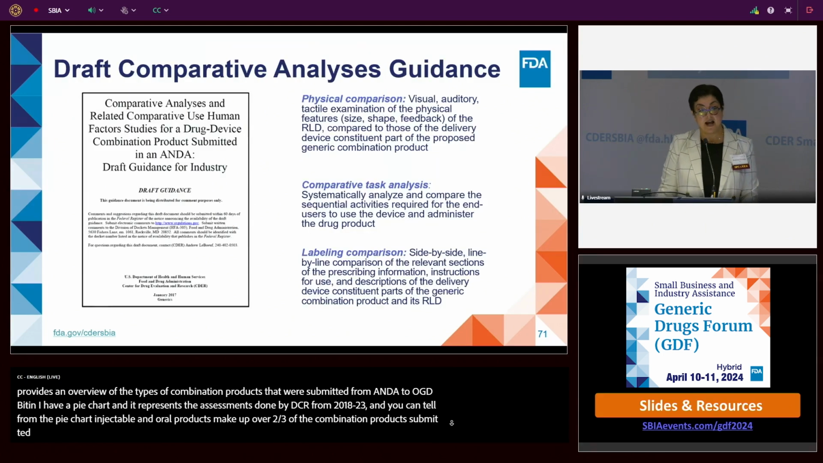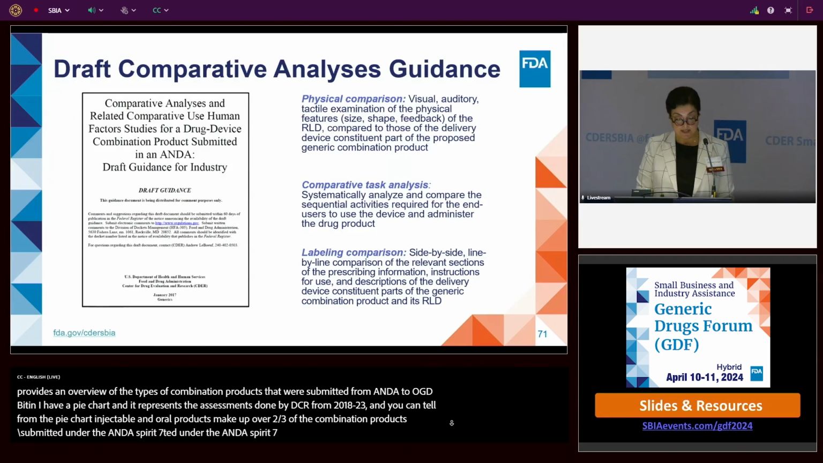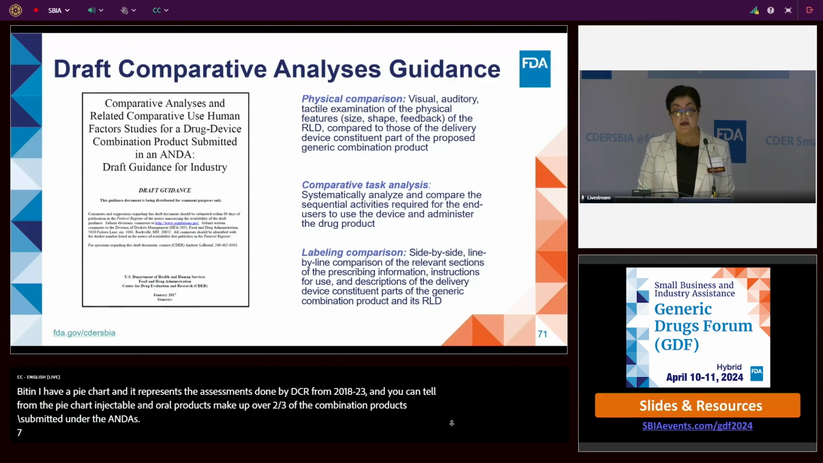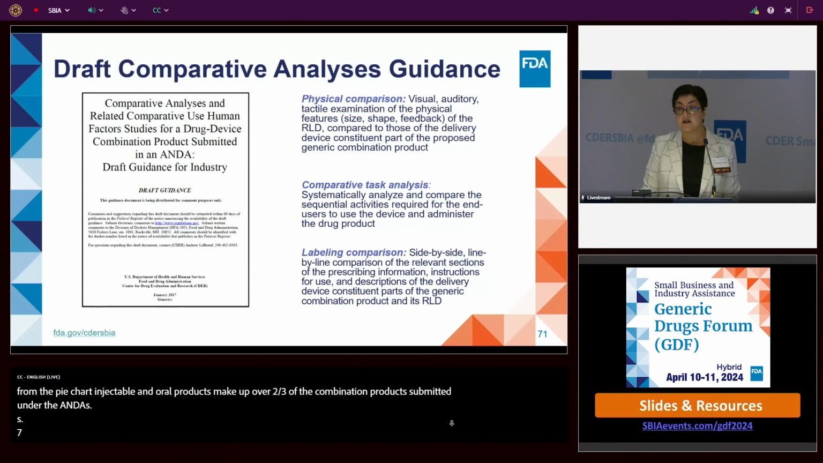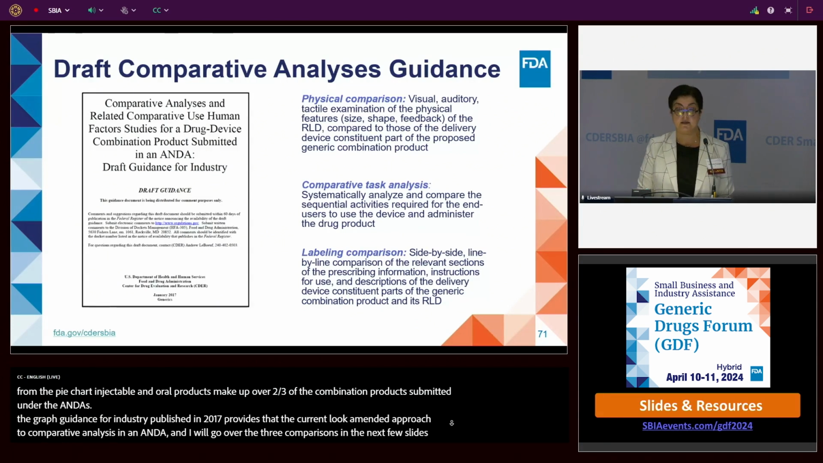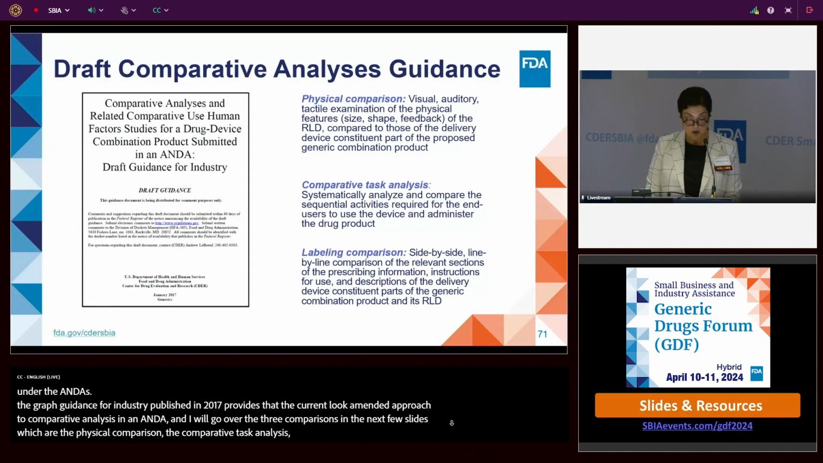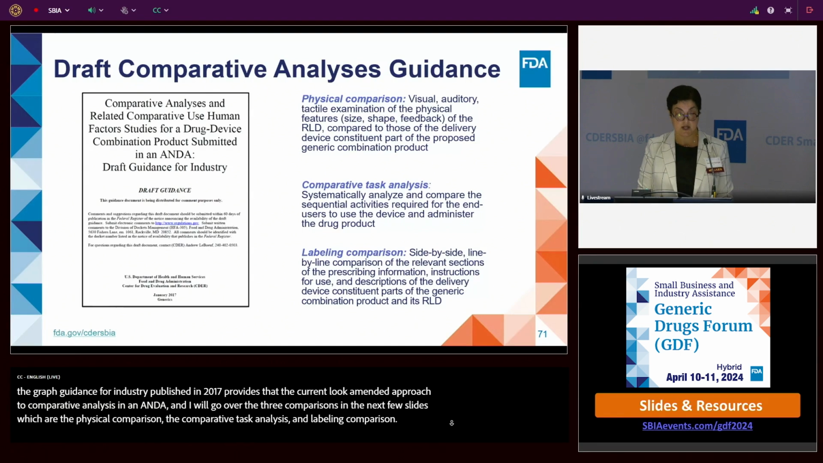So the draft guidance for industry, published in 2017, provides the current recommended approach to comparative analysis in an ANDA. I will go over the 3 comparisons in the next few slides, which are the physical comparison, the comparative task analysis, and the labeling comparison. Within each comparison, consider and include all components with which end users interact.